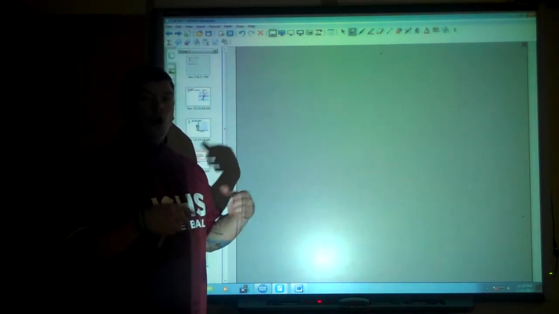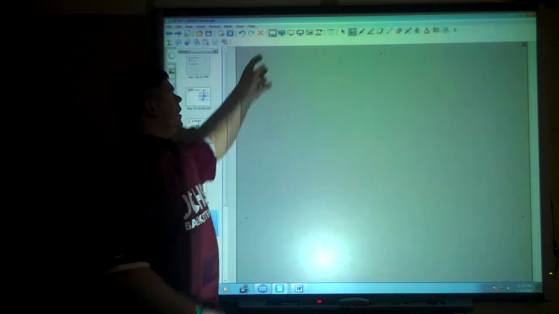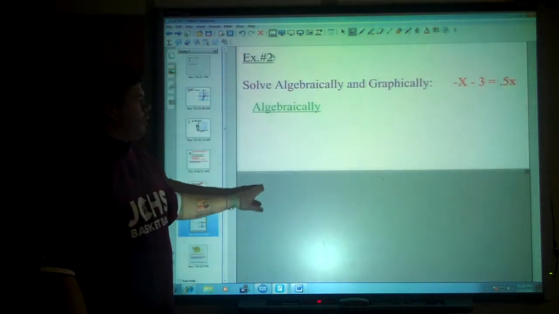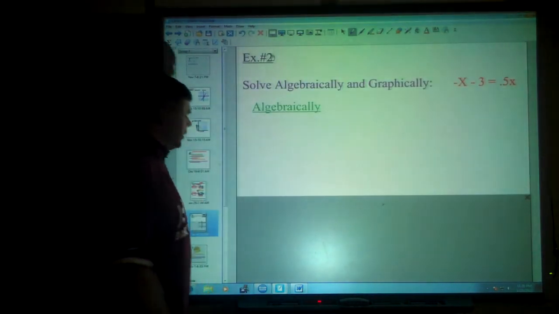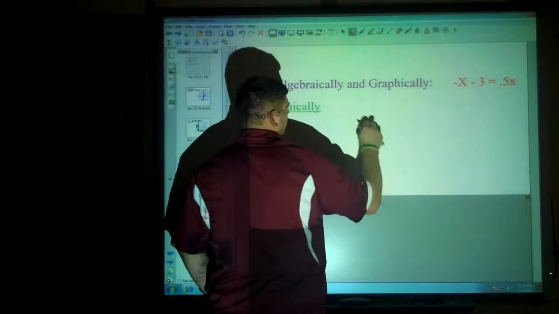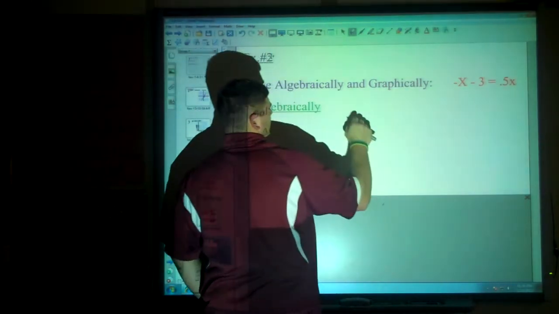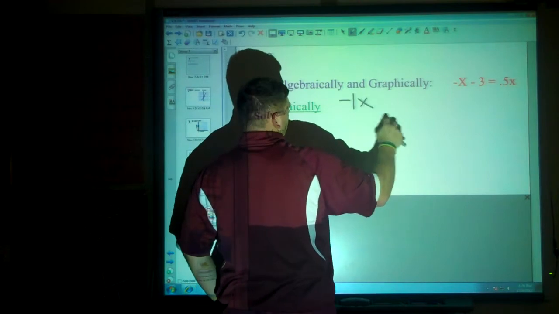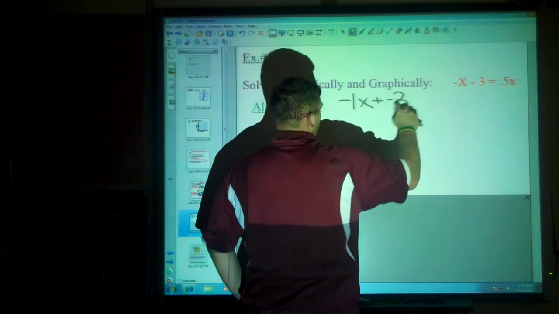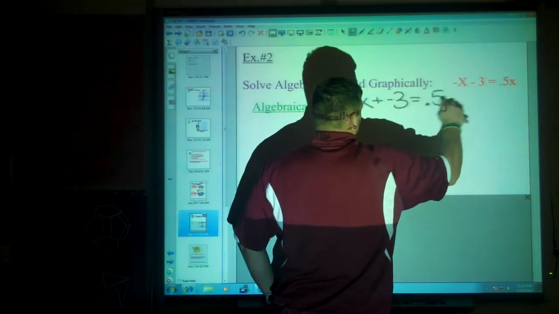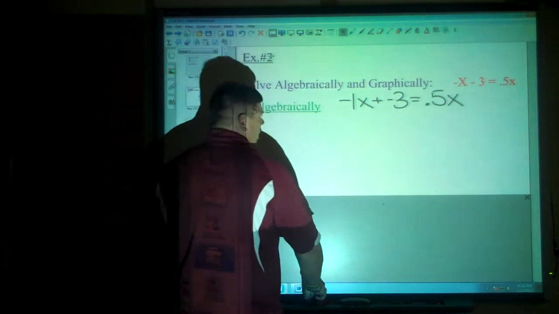or you can use a graph. So let's take a look at one equation, and let's do it both ways. First, we're going to start off algebraically. So I'll rewrite that problem. You can put a 1 in front of the negative x, so it's negative 1x, make it plus negative 3 is equal to 0.5x.